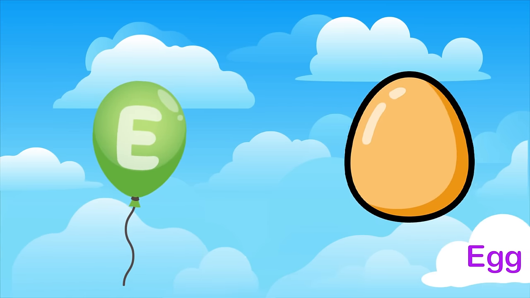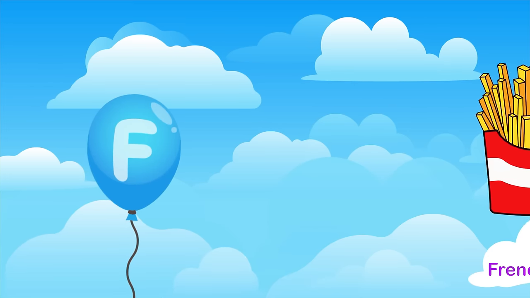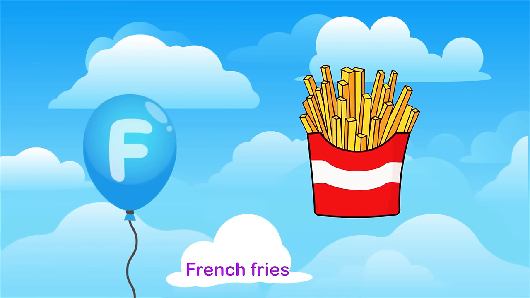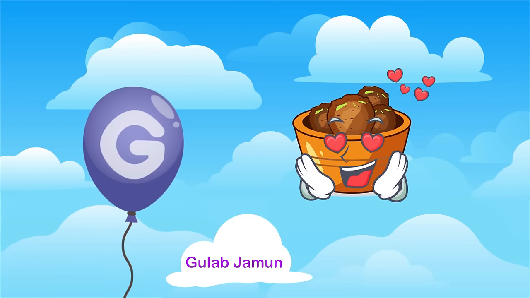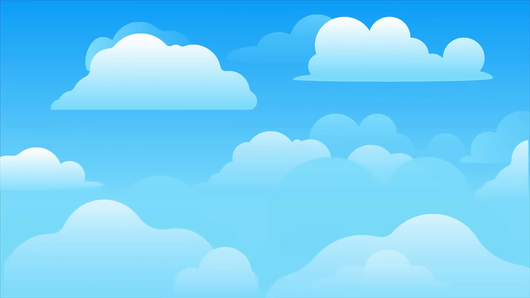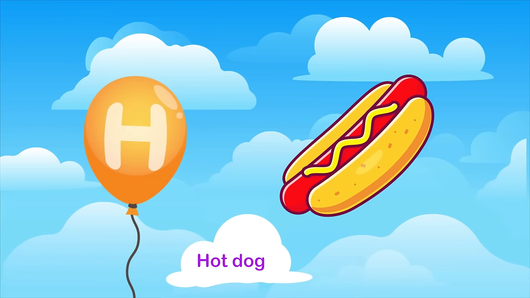E is for egg. Egg. F is for French fries. F, f, French fries. G is for gulab jamun. G, g, gulab jamun. H is for hot dog. H, hot dog.